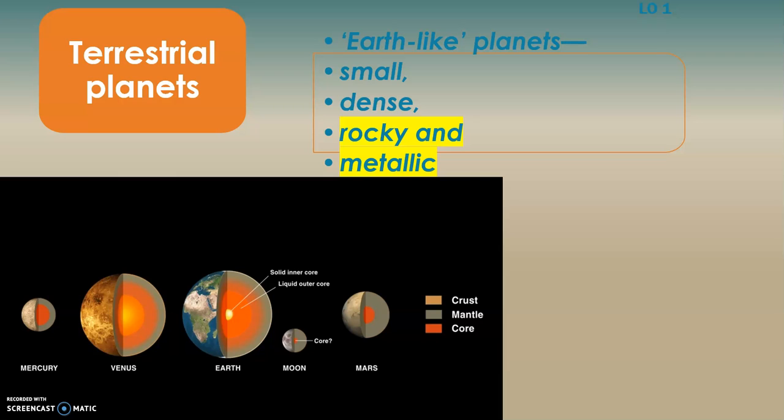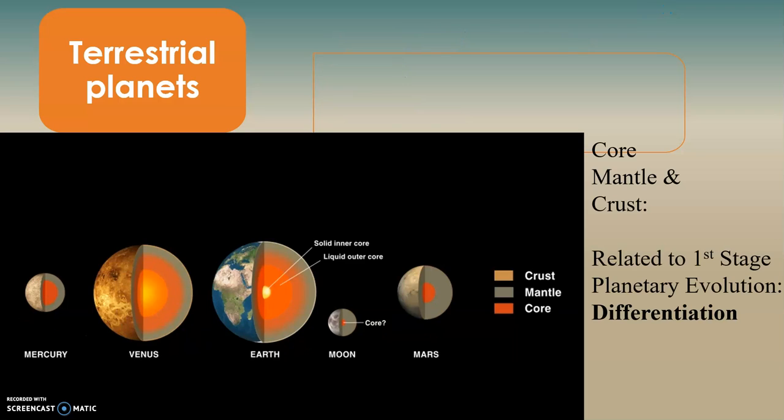When we talk about rocky and metallic, this is a NASA and JPL, Jet Propulsion Laboratory, illustration of what that means. In this neighborhood, these planets have something very important in common. They have a structure of a crust, a mantle, and a core. Crust is obviously on the outside. The mantle is a very dense layer between the crust and the core. So let's explore that a little bit more.